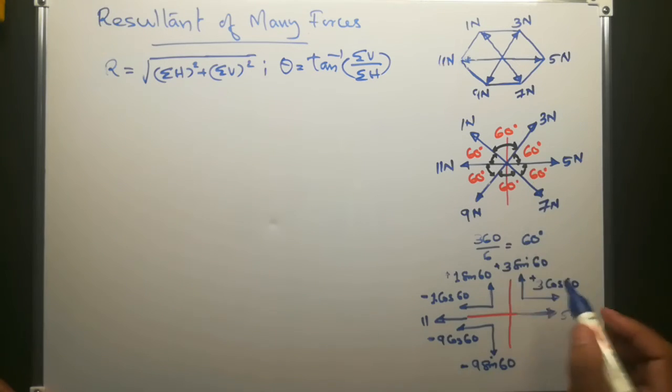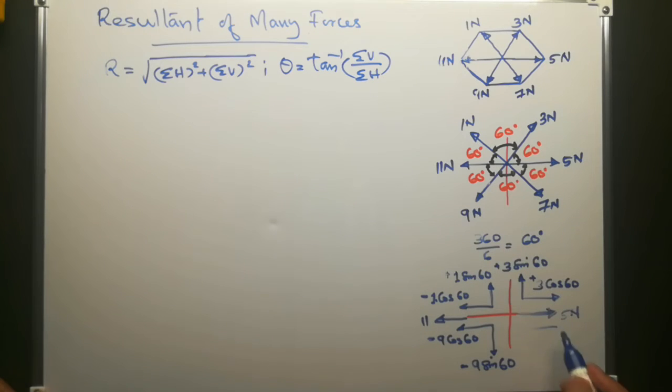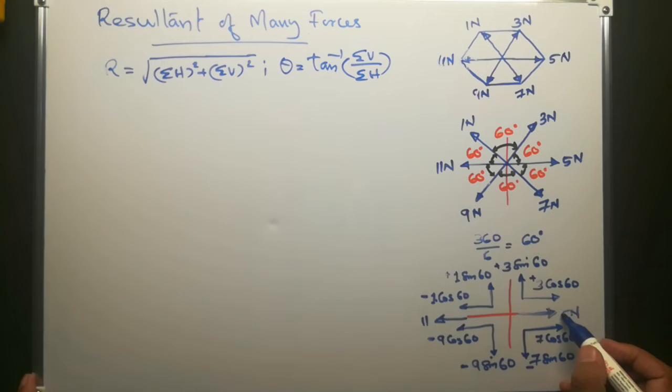And the last force, that is 7 Newton, is acting in this direction. Its components will be 7 cos 60, which is plus, and 7 sin 60, which is minus. So these are the components of the forces acting at the center point of the regular hexagon.